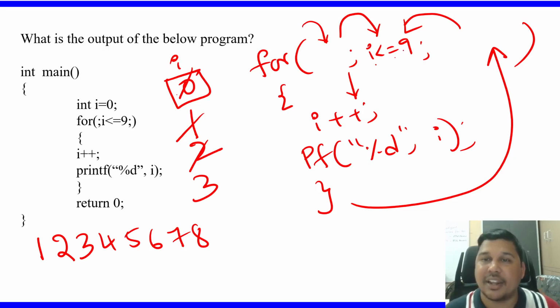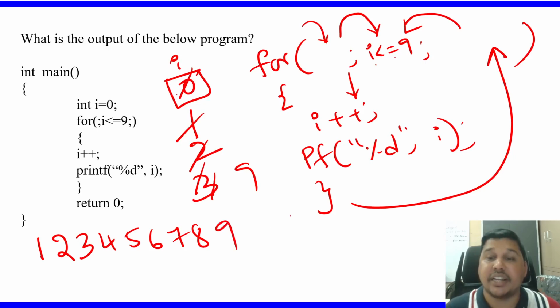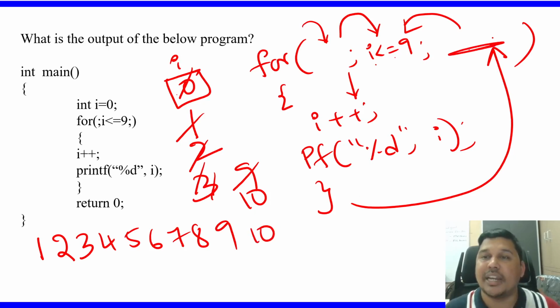Increment, there is 8 less than or equal to 9? Yes. So it becomes 9. Printf 9. Again, it will go to increment, decrement. There is nothing to be done. Come back here. 9 less than or equal to 9? Yes. I plus plus. I becomes 10. Printf 10. Now again, there is nothing to be done in increment, decrement.